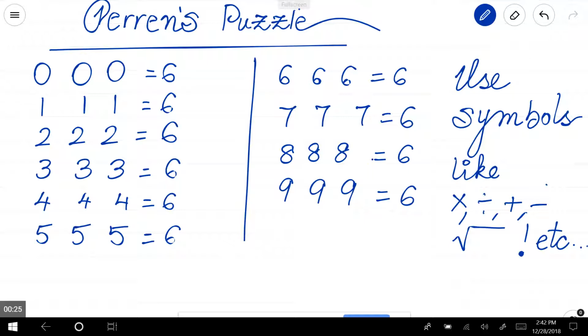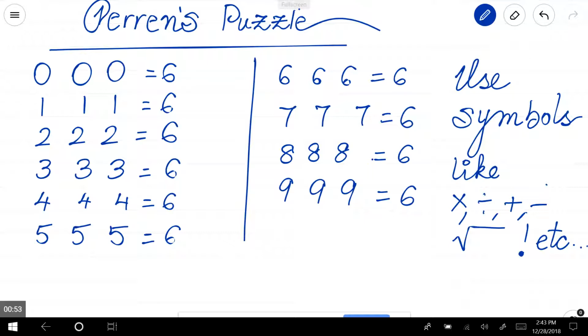Using the symbols multiply, divide, add, subtract, square root, factorial, all of these symbols you can use, but you cannot bring in a new number in order to prove the equality. So for example, I can use any symbols between these zeros, and using those symbols, I have to prove that the result is 6. So on and so forth for all the numbers up to 9. I hope I made sense of what the puzzle is actually asking.